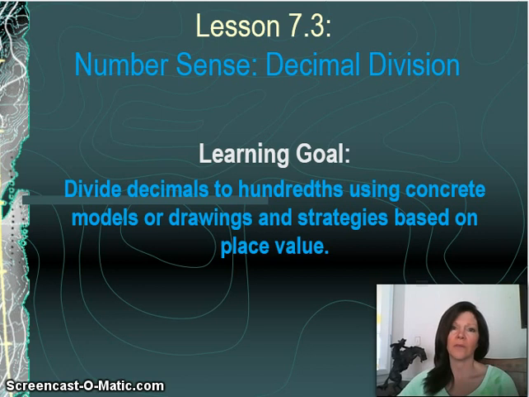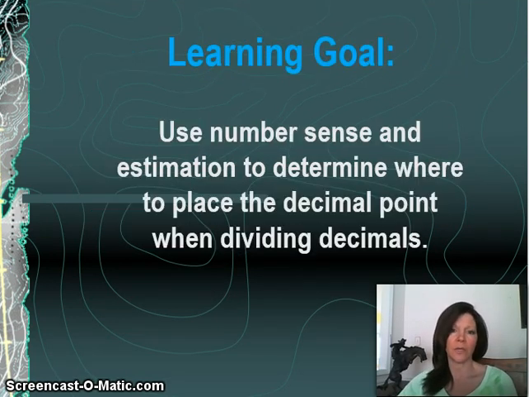Tonight your learning goal is to divide decimals to hundredths using concrete models or drawings and strategies based on place value. Alright, let's take a minute and write down our learning goal. Your learning goal is to use number sense and estimation to determine where to place the decimal point when dividing decimals.